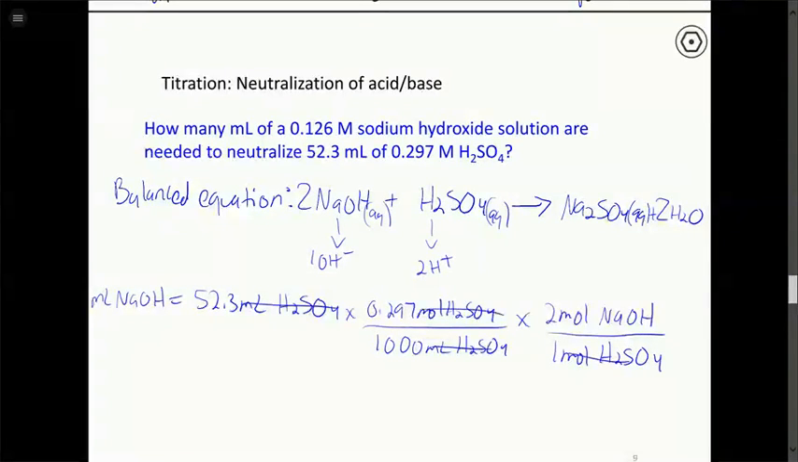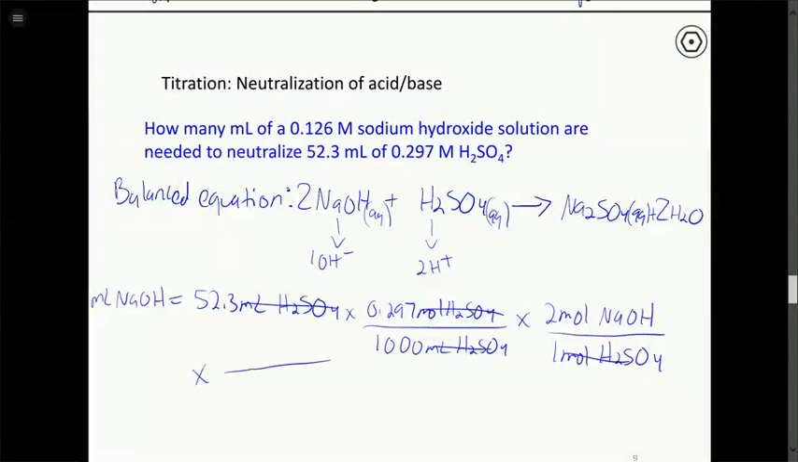All right, now if we look at what the question is asking us, we're looking for the volume, the number of milliliters of NaOH solution. And now we're going to sort of work backwards. We have the number of moles. We can use the molarity then to find what the volume is. So we have the molarity of the sodium hydroxide solution. So we know that there is 0.126 moles of sodium hydroxide for every 1,000 milliliters, or every 1 liter.